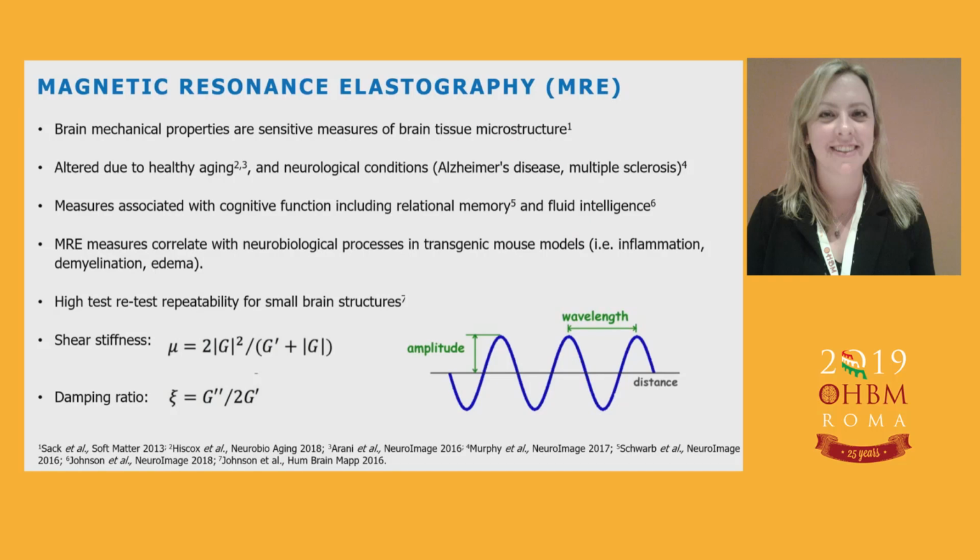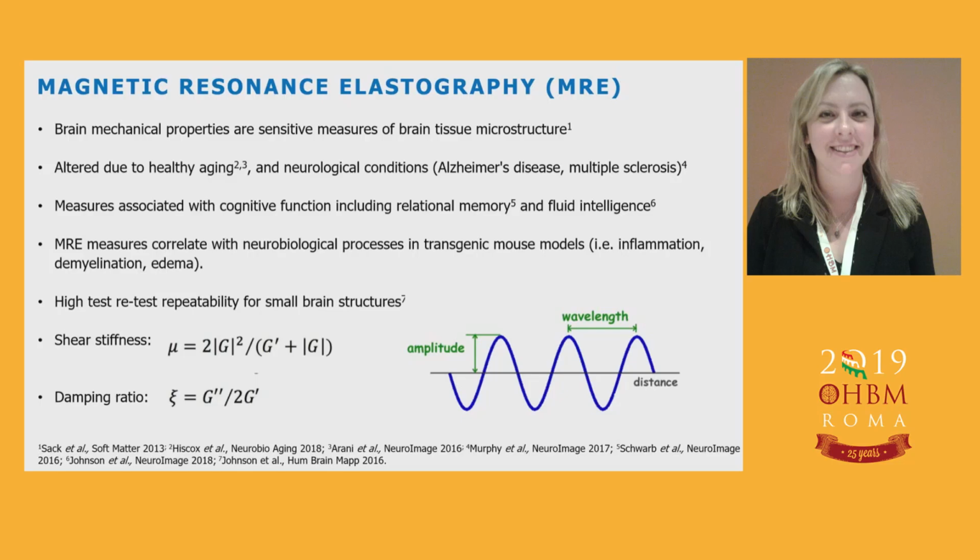You might be wondering why we care about the stiffness of the brain, and the answer is because these properties act as proxies for brain tissue microstructure. We know that these properties are affected by aging and in neurological conditions, and this could be tumours or diffuse diseases such as Alzheimer's or MS. MRE has also been related to cognitive functioning in healthy participants. There's been work that's looked at the hippocampus and its role in relational memory. And MRE measurements have been corroborated with biological processes in animal models of disease.